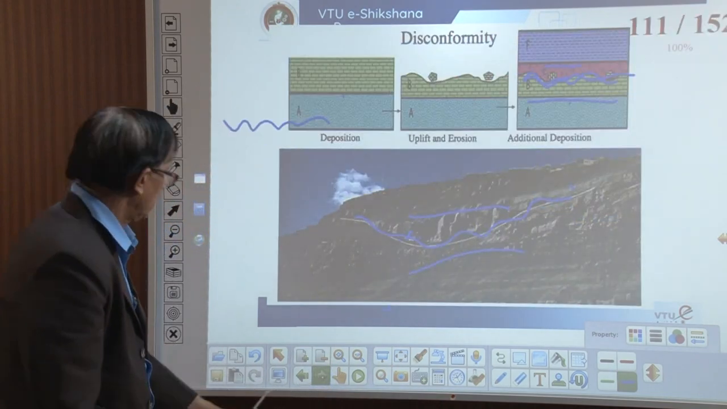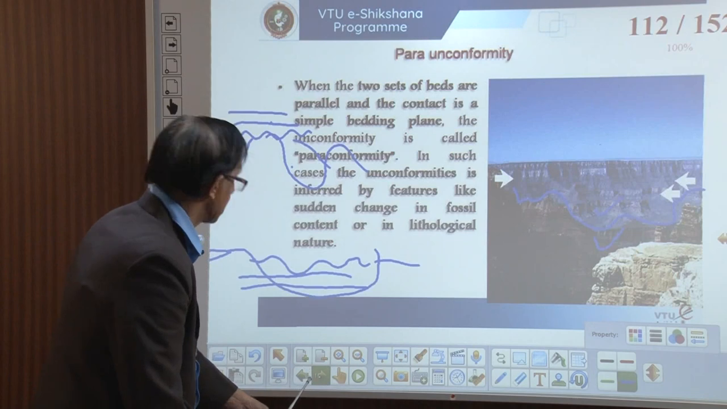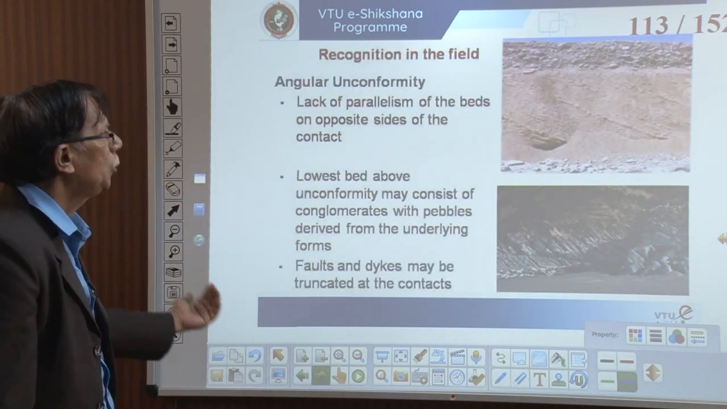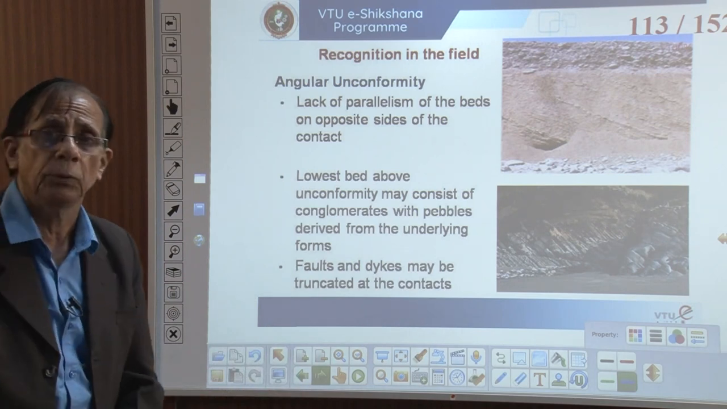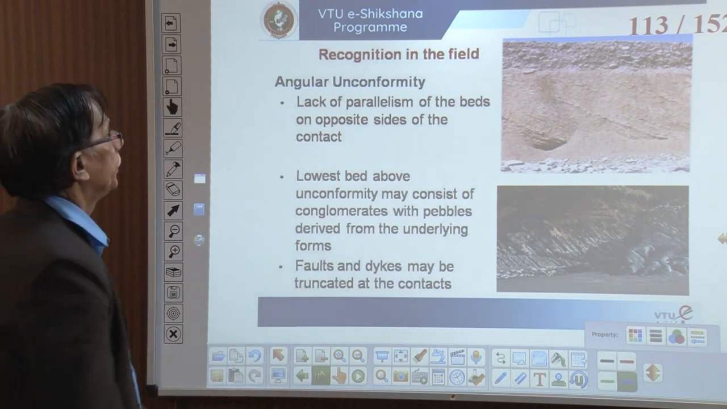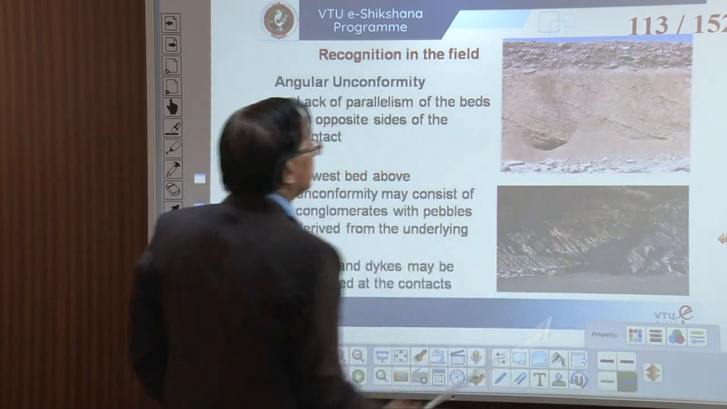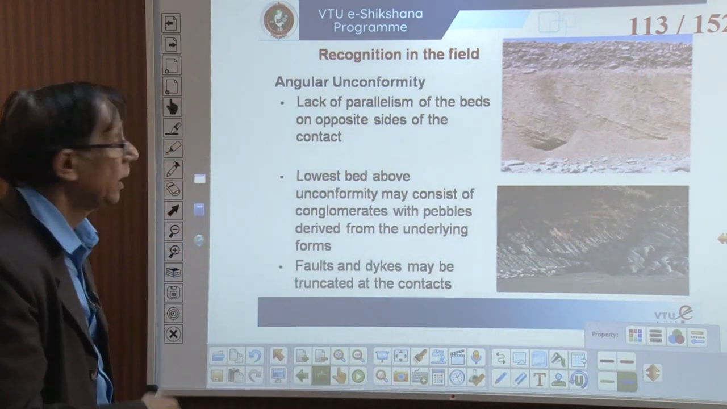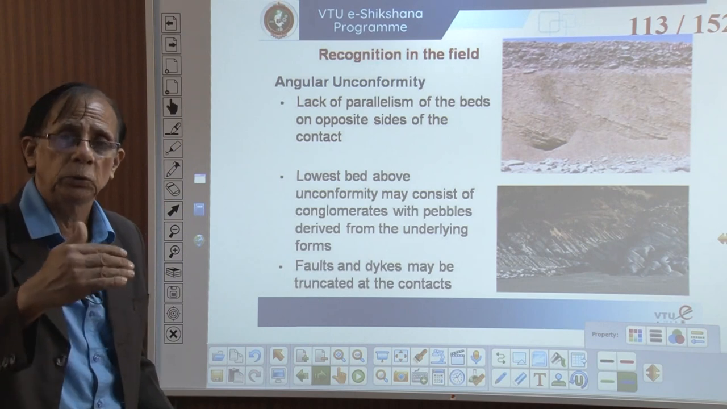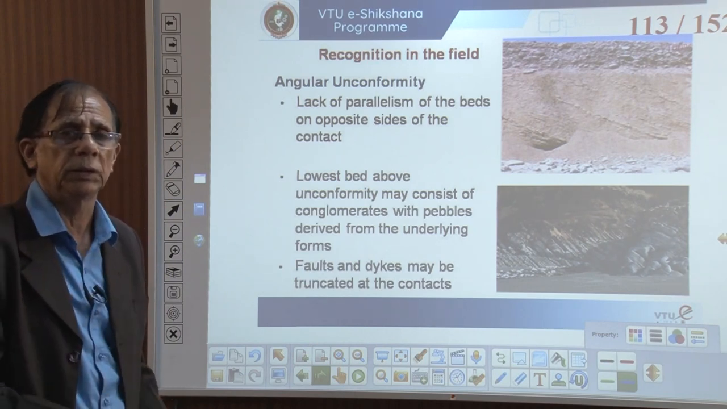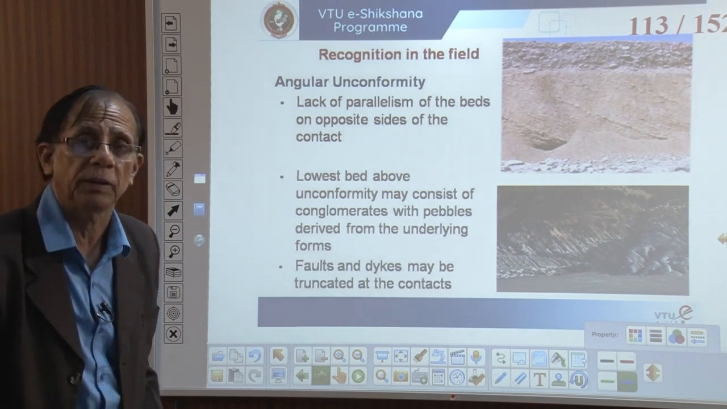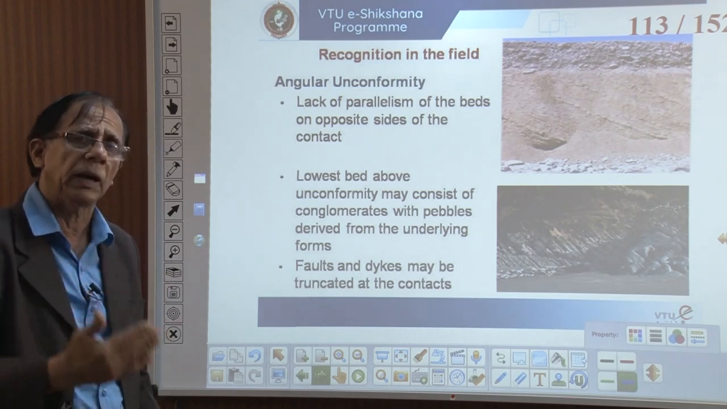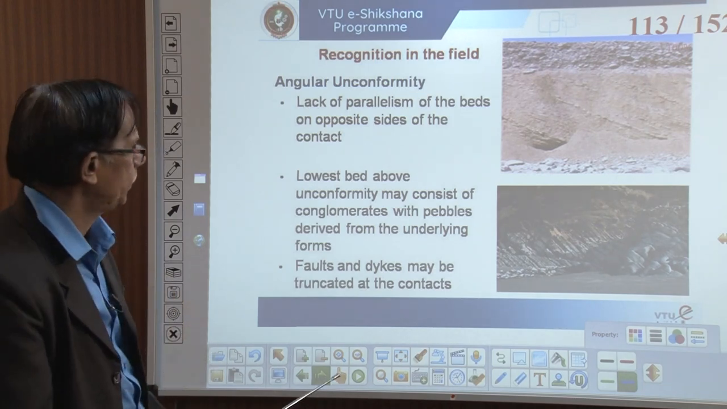Now, how do we recognize an unconformity? We must say whether this contact looks like a fault, a sudden contact, or whether it is a kind of unconformity. I must be able to distinguish, and then, according to the type of unconformity, the problems I anticipate and the treatment also vary.